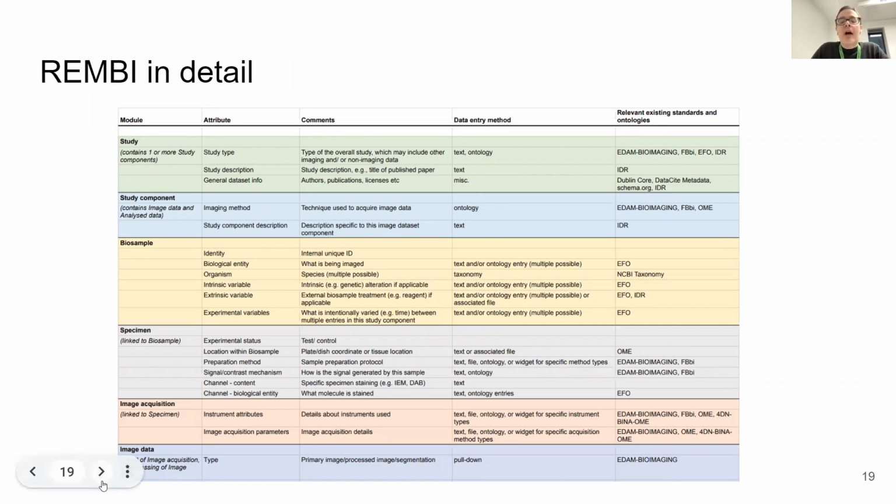So these differ. For example, describing an organism, it makes sense to use a species taxonomy. Describing, say, extrinsic variables, it might make sense to use a table. But importantly, and I think importantly for this group, for some of these categories, like describing the image acquisition instrument attributes, it makes much more sense to use a well-established community schema, which is why efforts like the 4DN BINA model, which Caterina is going to talk about later, are so important to us, because we need to be able to fit those into our schema where they give the necessary level of detail.